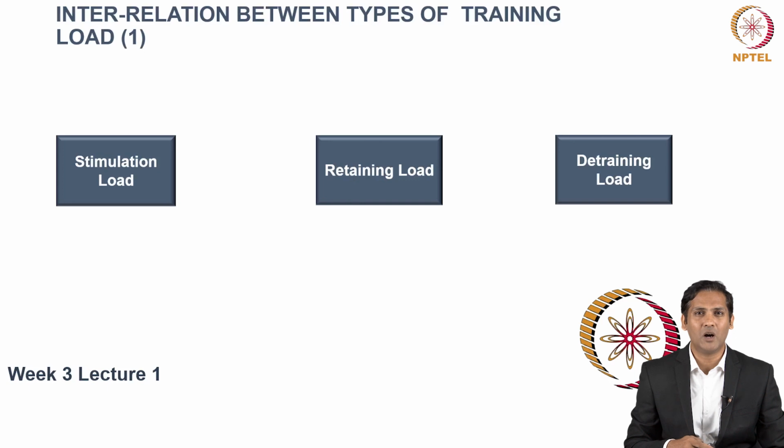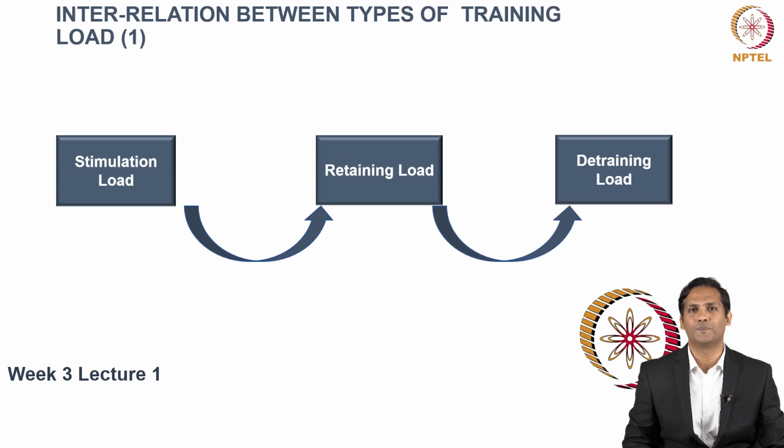Let's see how these different types of training load are interconnected with each other. Let's say you give a stimulation load for a given week. And if you do not give another stimulation load for a given workout session or workout week, what happens is this stimulation load becomes the retaining load. And if you continue in a similar manner, that is, you do not give any other stimulation load, this retaining week will become a detraining load.